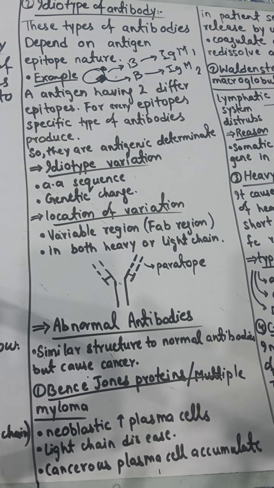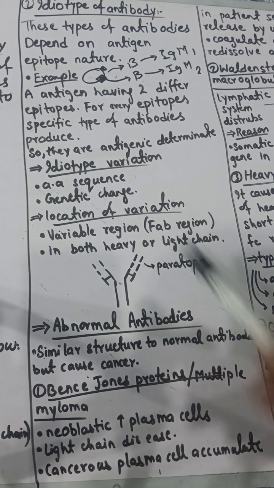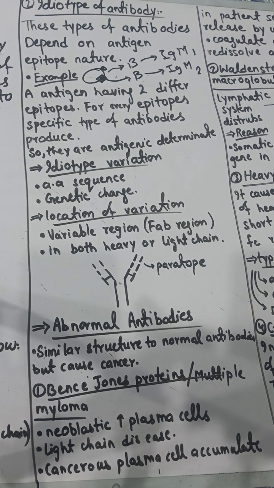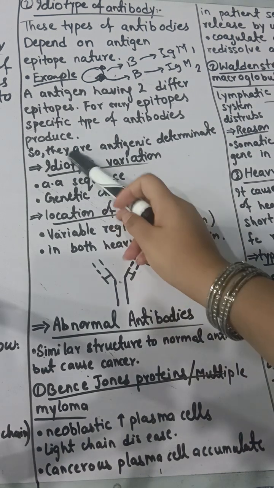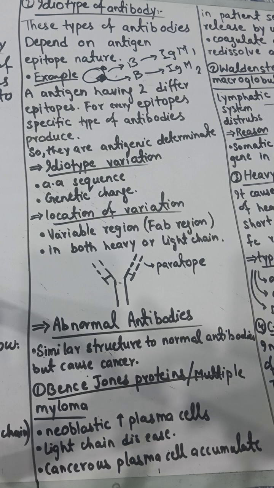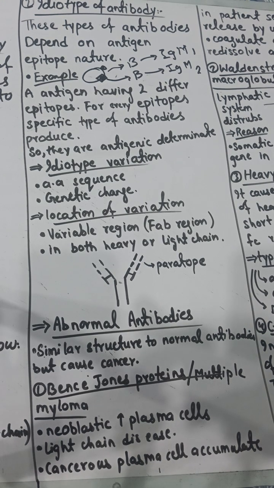Okay. So now, next, let's move on to the other type of variation, where idiotypic variation occurs. It occurs due to amino acid sequence changes and genetic change. One thing I forgot to tell you is that these antibodies are antigenic determinants, because their type and subtype depend on the antigen, so they are antigenic determinants.